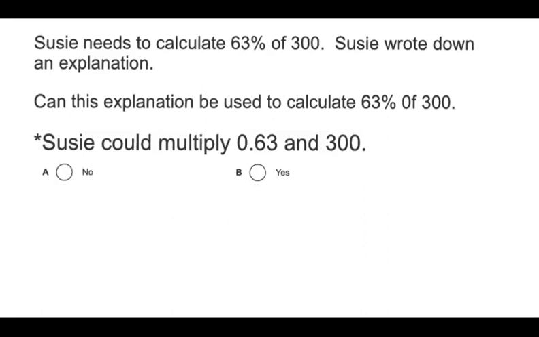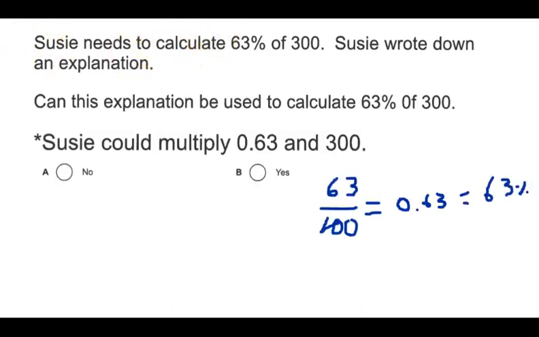Susie could multiply 0.63 and 300. So just basically multiply those two numbers. Well, is that true? This looks pretty promising because remember, 63%, which is right here, can be written a couple more ways: 63 over 100, or again, 63 divided by 100, move the decimal over and get rid of the 100. So that's 0.63.